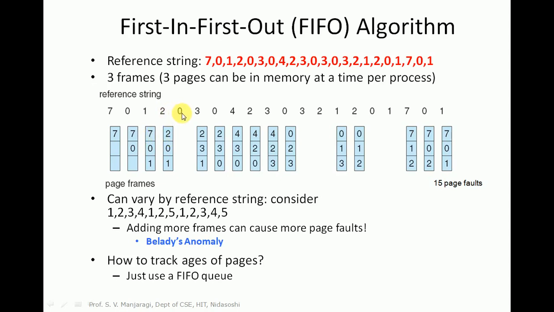The next reference is 0. 0 is already there in the memory. No page fault occurs for 0 because it is already there in the memory. It will be reused. Next one is 3. Check whether 3 is already there in the memory. No, 3 is not there in the memory. Then a page fault occurs, and check whether any free frame is available here. No frames are free. Then go for the page replacement.